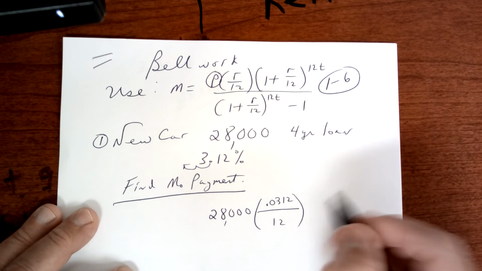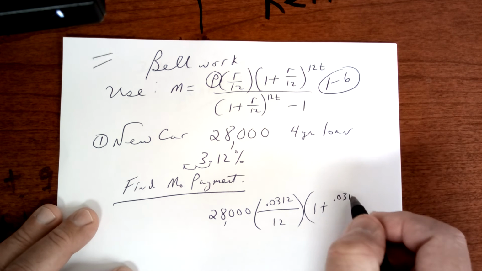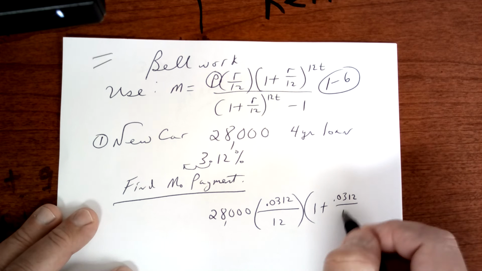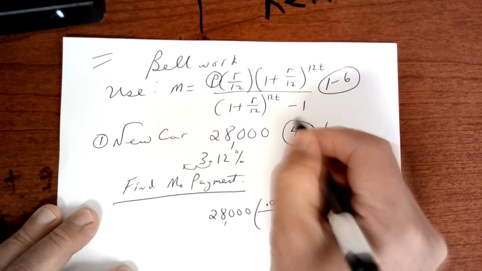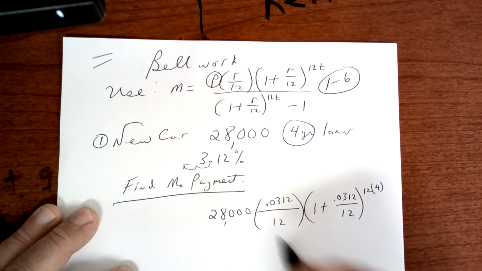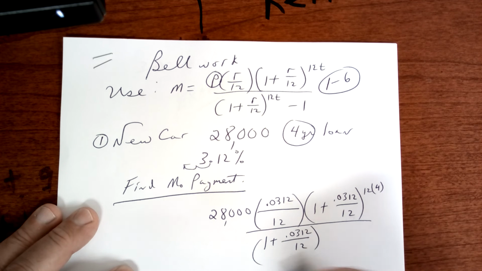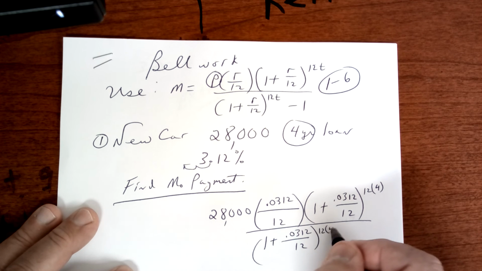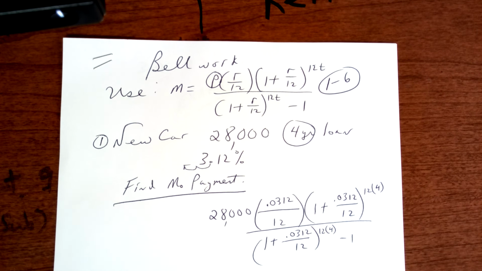And then this one is 1 plus the rate, divided by 12, and it's 12 times how many years? In this case, it's a 4-year loan, so you're going to multiply by 4. Down here, it's going to be 1 plus the rate, and then 12 times 4, and then minus 1. So you've got to be able to do all of that work in order to get your answer.